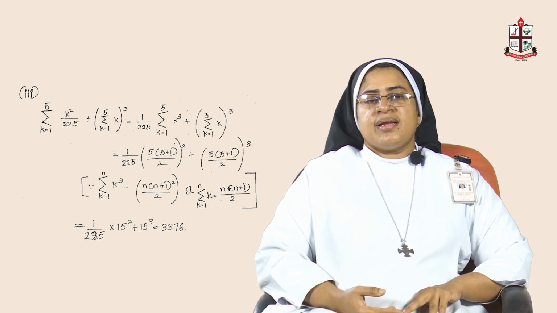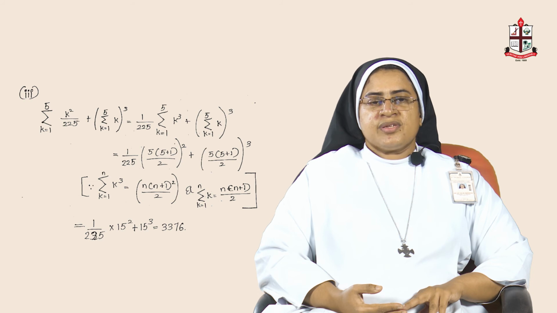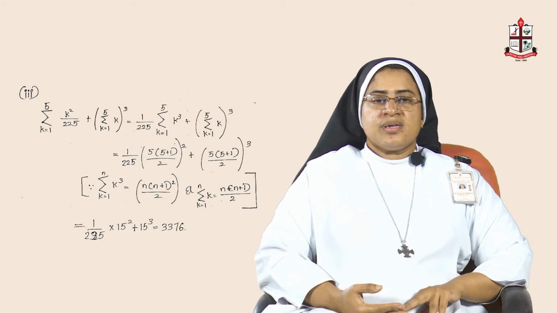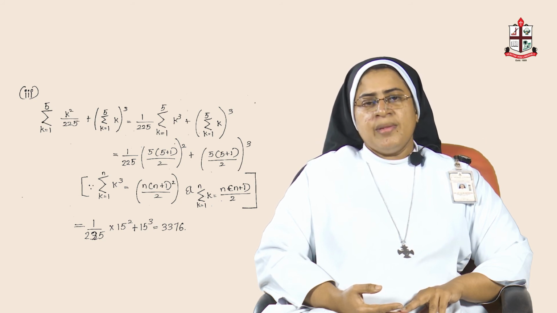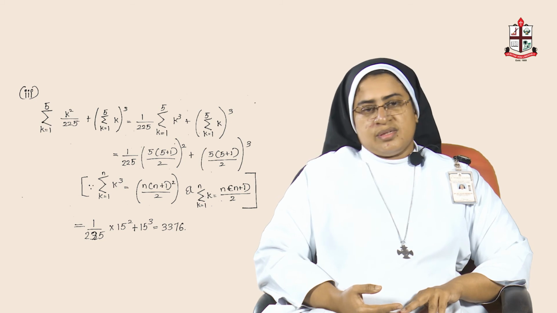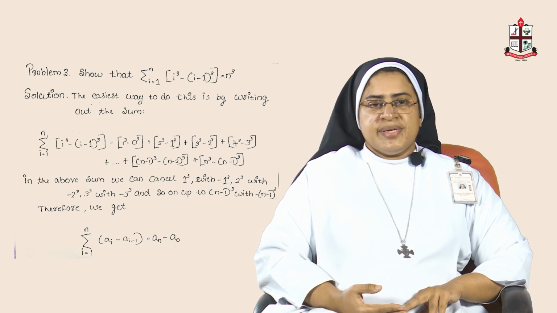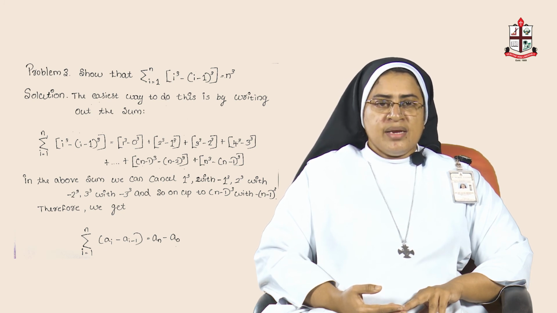When you do the final sum, you will get 1 by 225 into 15 square plus 15 cube. 15 square is 225, which cancels; 15 cube is 3375, plus 1 will become 3376.